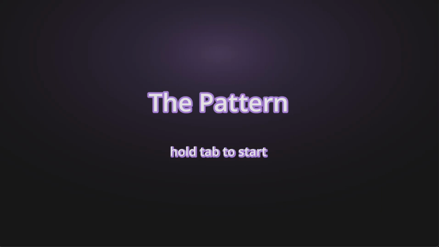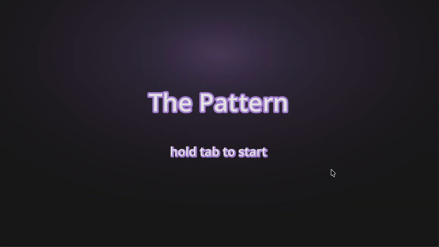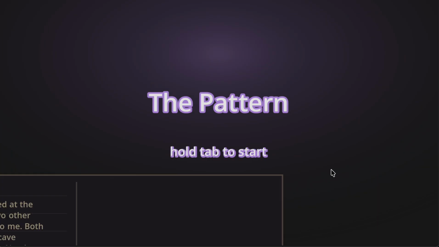I'll be doing a short walkthrough of the game in its current state, in its very, very early prototype state. So this is the main menu. The main menu gives you an initial prompt. Hold tab to start. By holding tab you can see there is a text box element gliding into view.